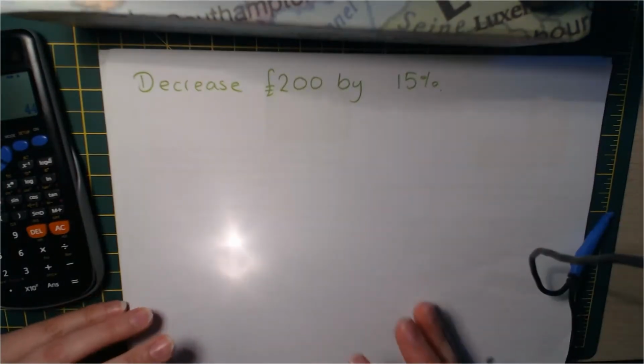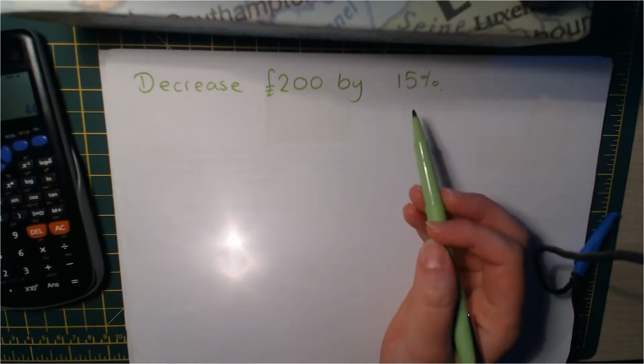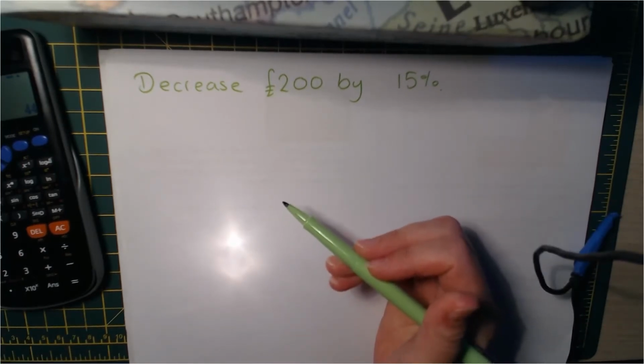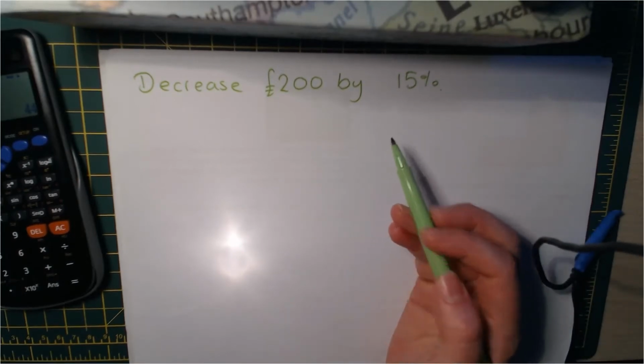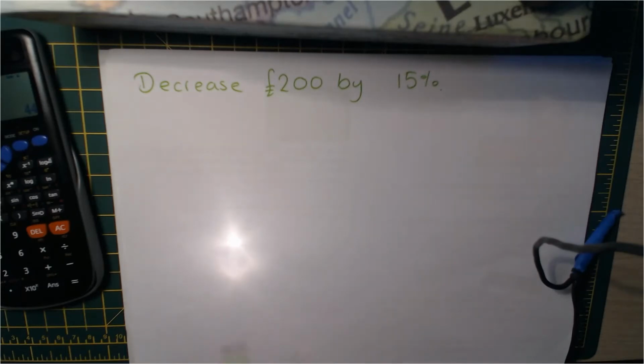So the original way that we'd have done this would probably be to have found perhaps 1% and then 15% and taken it off. Some of you might have found 10% and halved it again to get 5 and added them together to get the 15. There were a few different ways of doing that.